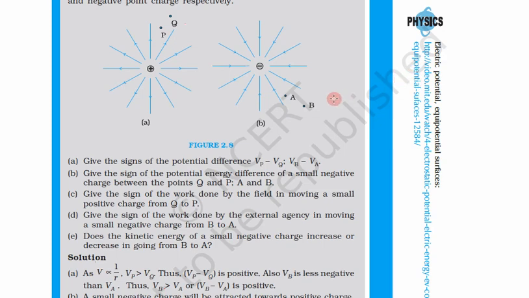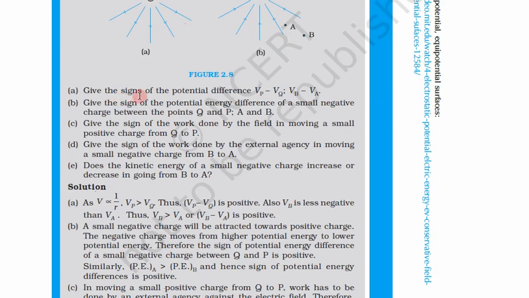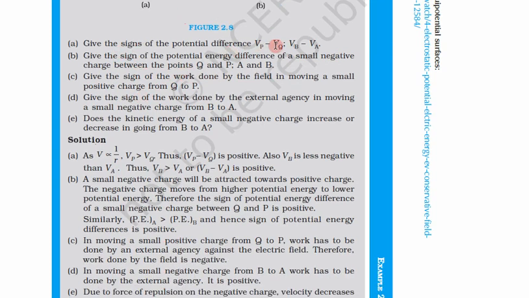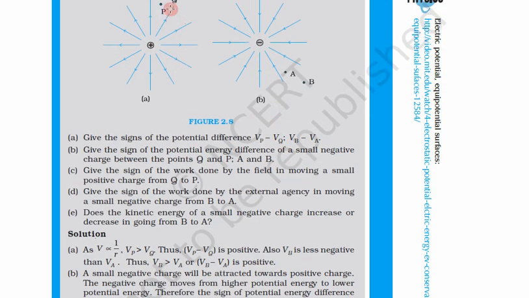Let us solve this question. For the first case, the first question is to give the sign of the potential difference Vp minus Vq. So let us solve the first case. This is our first field, and P is near and Q is far. You know V is proportional to 1 by r.